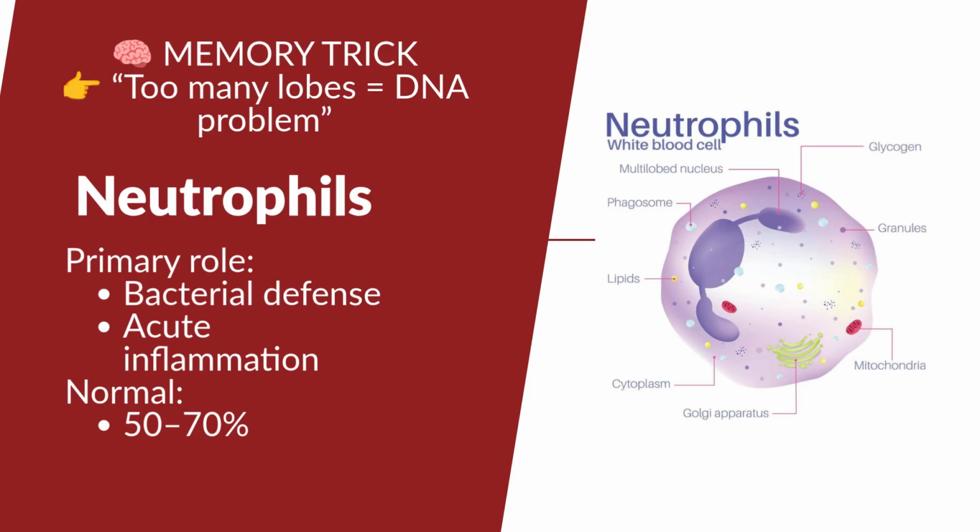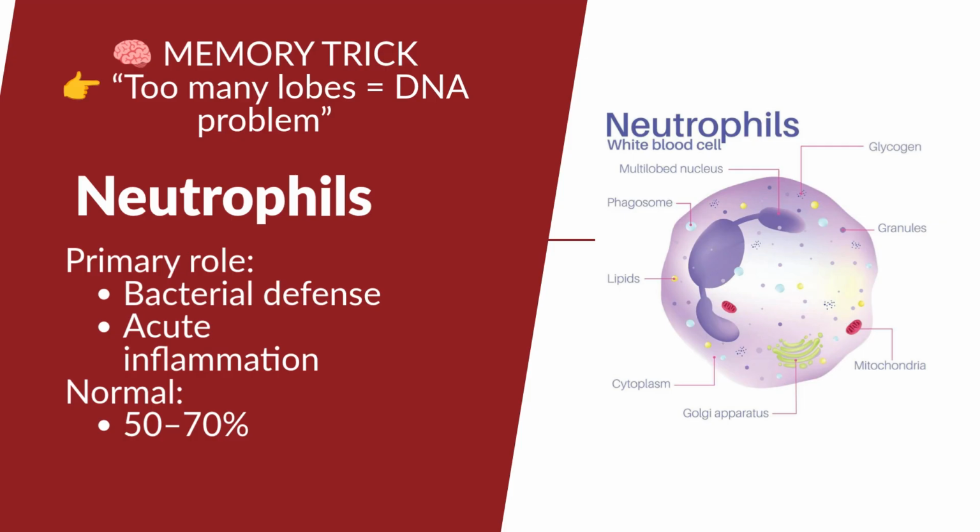Neutrophils. I'm going to go over these again. I'm going to get this in your head, even though I know you know it. It's a good refresher. Too many lobes equal DNA problems. So neutrophils are our primary granulocytes. Their role is bacterial defense and acute inflammation, and they're normally between 50 to 70%. Again, neutrophilia, if you see that in someone, think bacterial infection, stress response, steroids, myeloproliferative disorders.